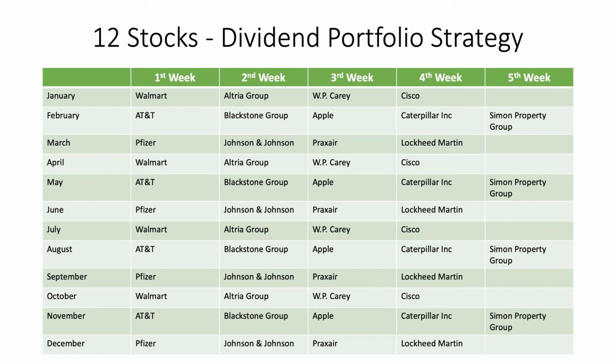So when you're masterminding your portfolio, if you want to set this up to where you're getting income flowing to you every week, try to space them out to where all your companies aren't paying at the same time.